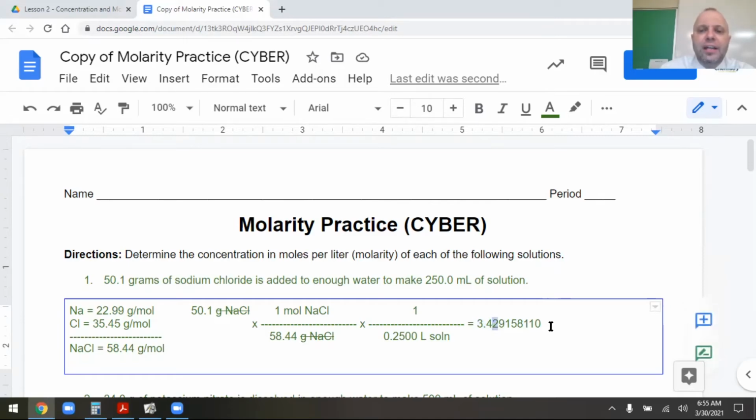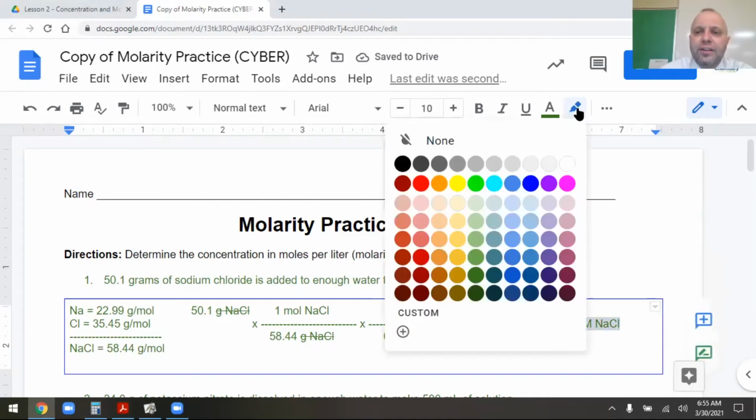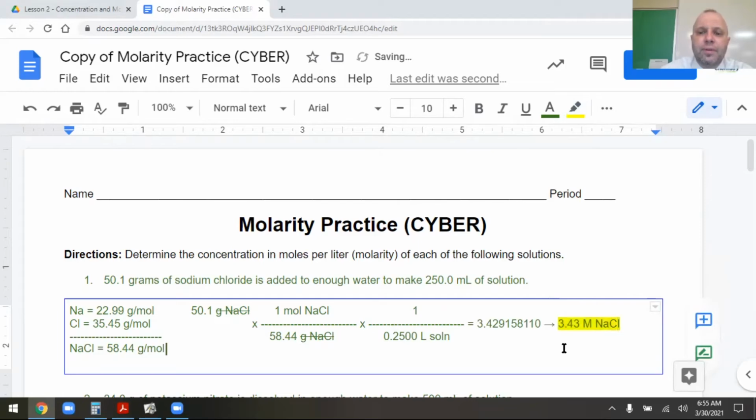I look behind it, it's a 9. So I'm going to wind up with a final answer of 3.43, either moles per liter or capital M, molar NaCl. I'm just going to highlight that as my final answer.